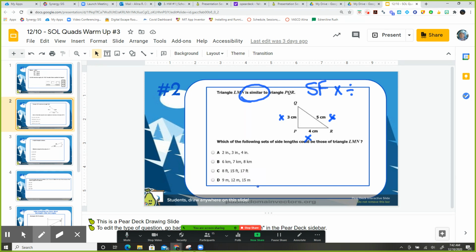Can I multiply 3 by? Say it again. I can multiply everything by 3, right? So if I multiply it all by 3, 3 times 3 is 9. And 4 times 3 is 12. And 5 times 3 is 15. So this is my similar triangle. So hopefully that kind of helps, maybe.